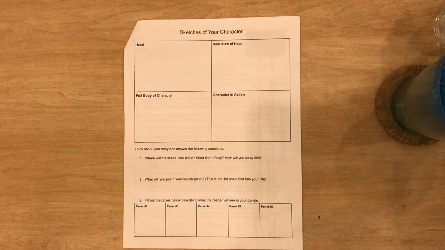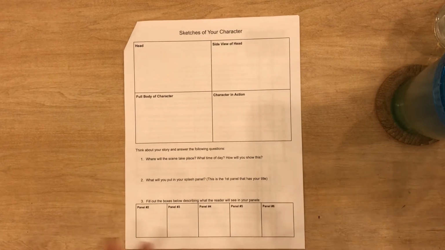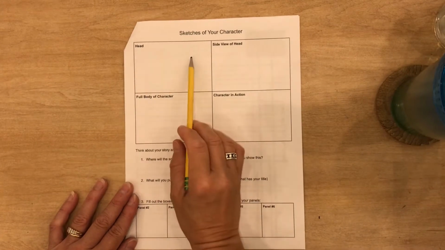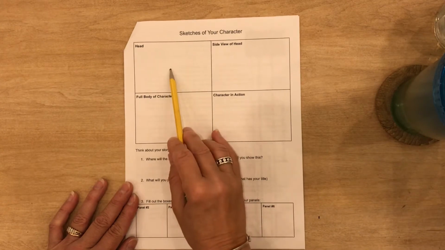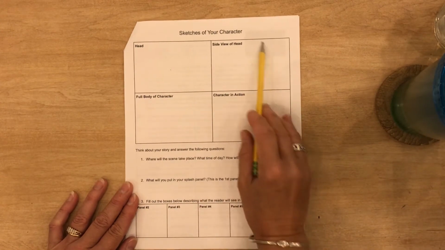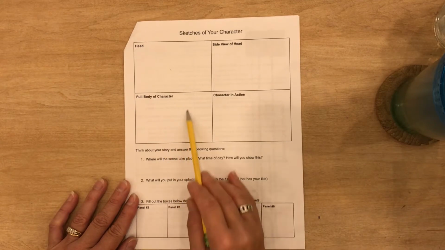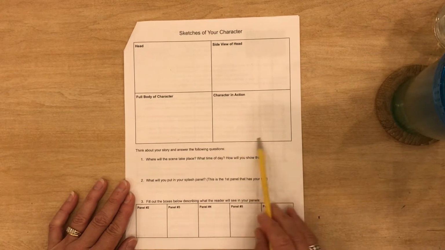This page for developing your character in your comic gets to the nitty-gritty. So we're going to zero in and focus in even a bit more. So this is a headshot of your comic character. What does your comic character look like from a front view? What does your comic character look like from the side view? What does your comic character look like if you were to draw the entire body? And then what would your comic character look like if you were to put your character in action?